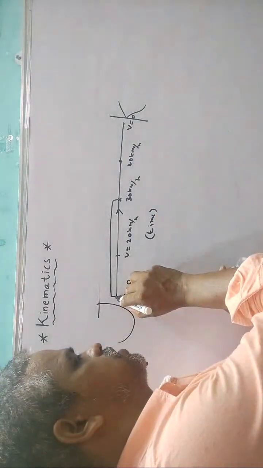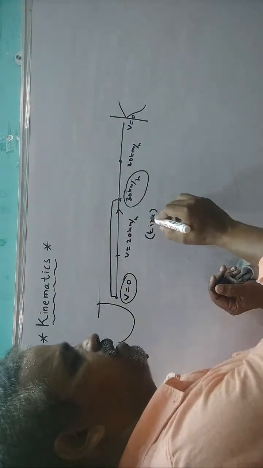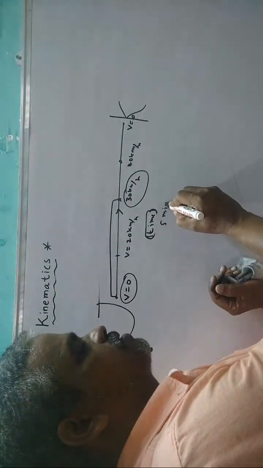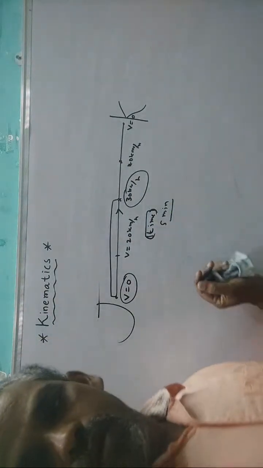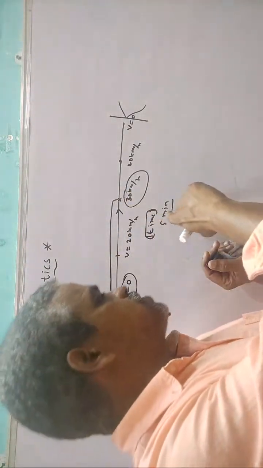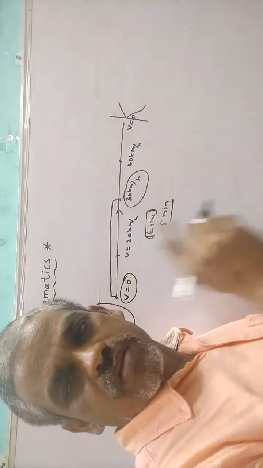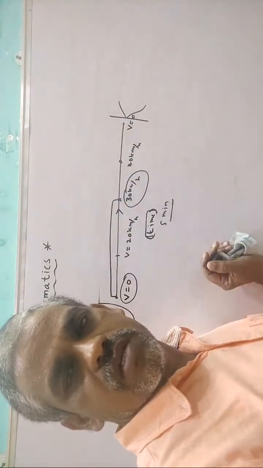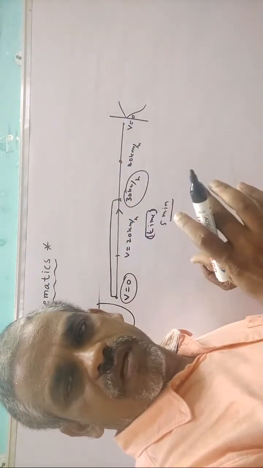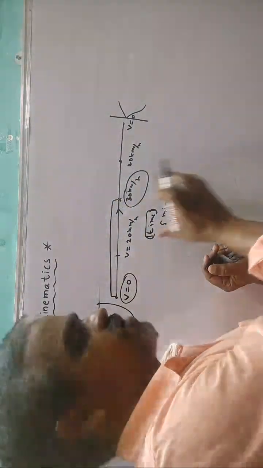See, the car starts with 0 kilometer per hour and gains 30 kilometer per hour in some time. That means 5 seconds, 5 minutes, like that. So there is a change in velocity, a change in time. There is a change in velocity in 5 minutes. There is a change in velocity in 2 minutes. There is a change in velocity in 10 minutes. So what is happening here? There is a change in velocity in a change in time.